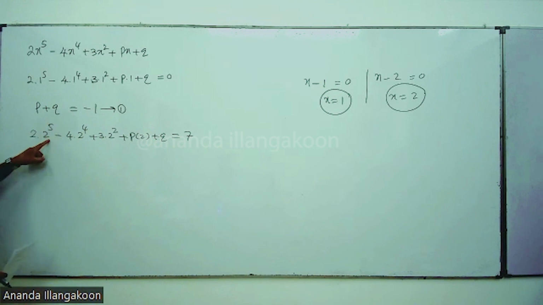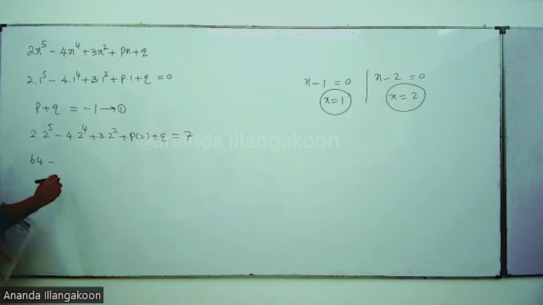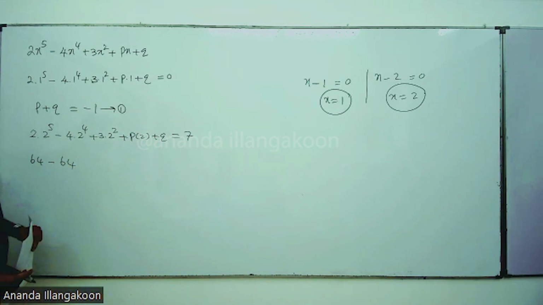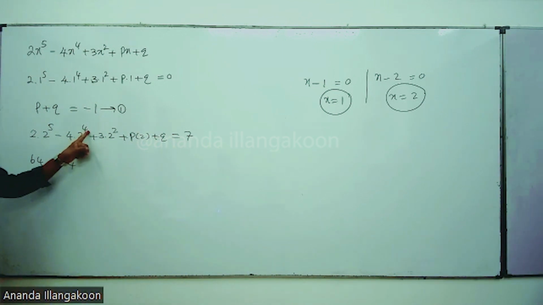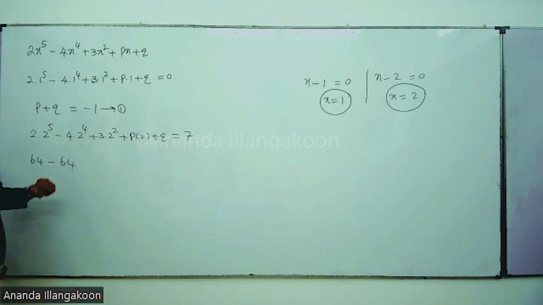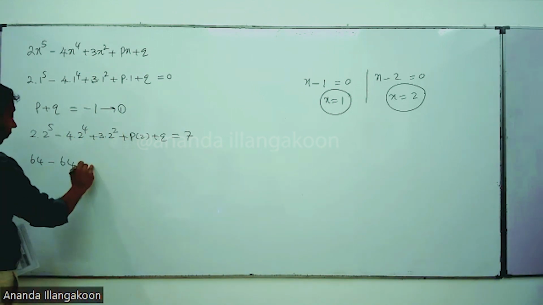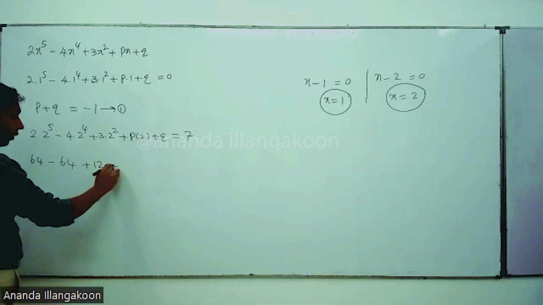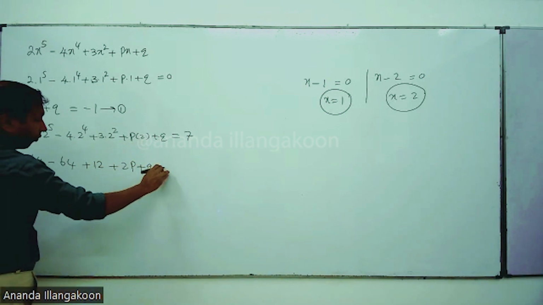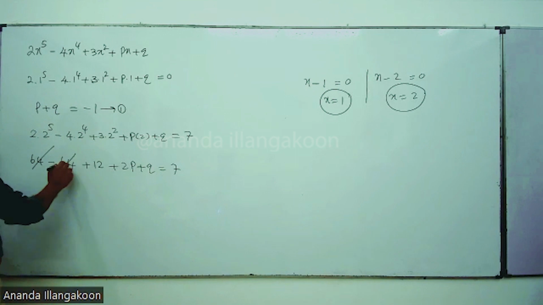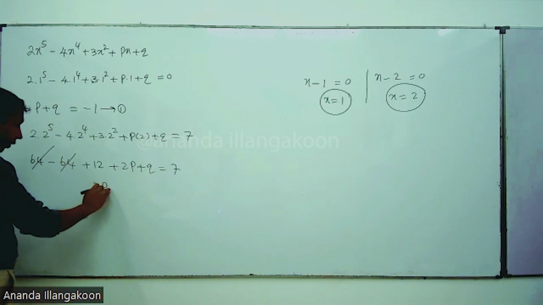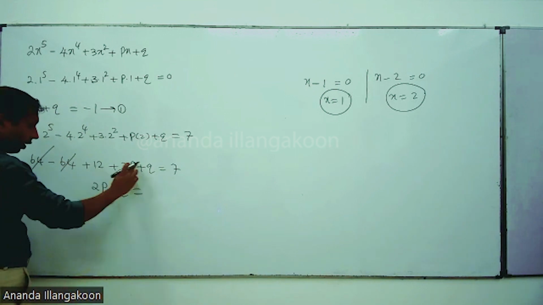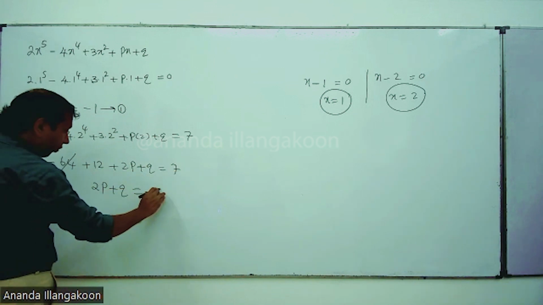Here 32 into 2 is 64. Here 2 to the power 4 equals 16, into 4, also 64. Correct, no? 2 to the power 4 is 16, into 4, 64. Here 12. Here 2p plus q equals 7. 2p plus q, bring to the right hand side: 7 minus 12 is minus 5.